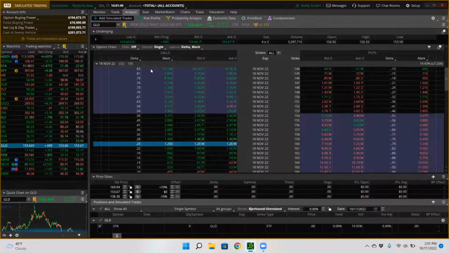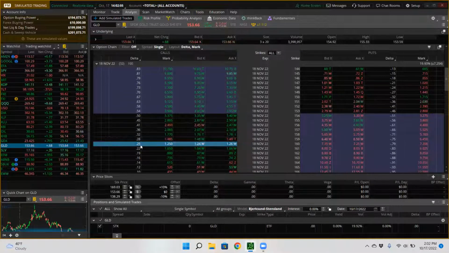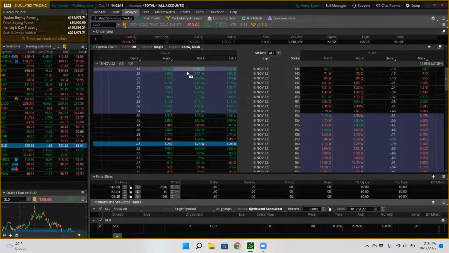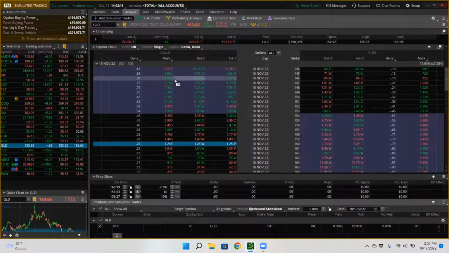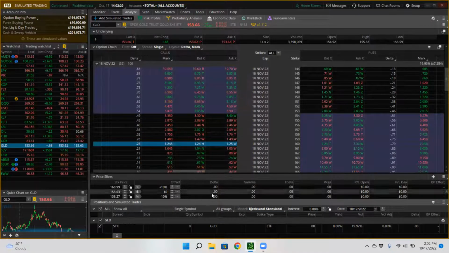underlying actually moves. If we look at GLD, the ETF for gold shares, we can see that the current underlying price is roughly 153.67. I've eliminated everything on here, so it's just the delta and the mark, which is the midpoint between the bid and the ask spread. I just wanted to eliminate everything else so there was a lot less noise on the screen.